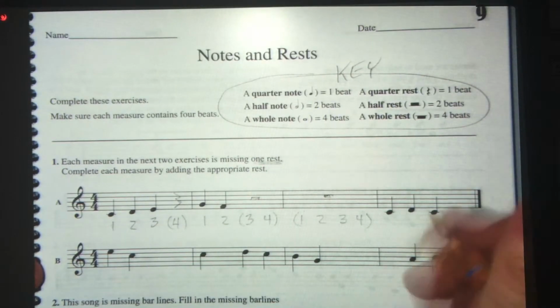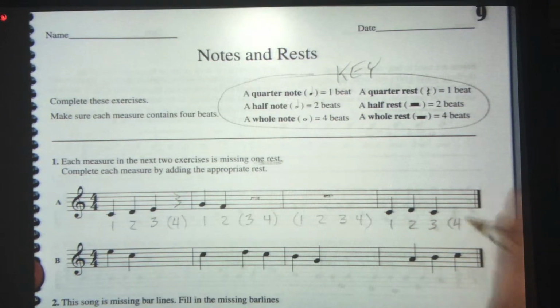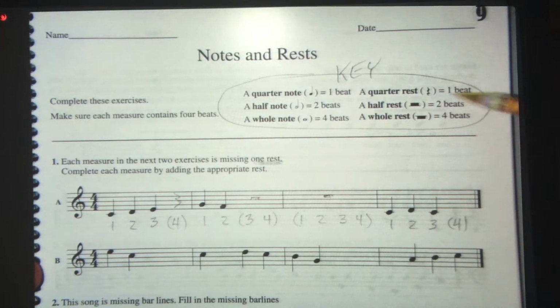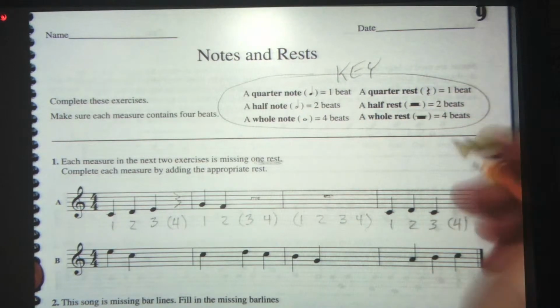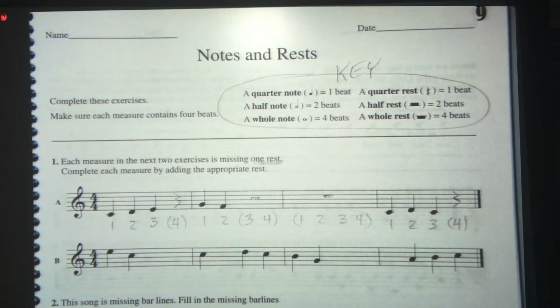And we've got 1 left. 1, 2, 3. We need something that will last for beat 4, just 1/4 rest in this case once again. There you go.